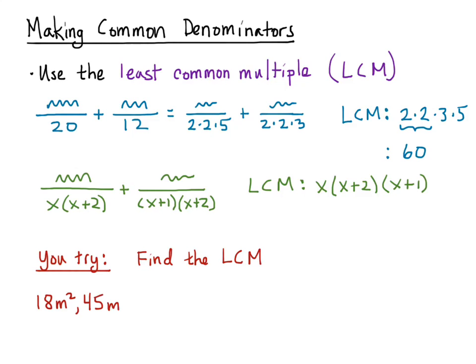Okay, so between these two, if you have these as the denominators in a fraction, what's the least common multiple? Try that. How did you get the second one? The second one, I looked at what's in common, which is the x plus 2, and then I multiplied it by what's unique.